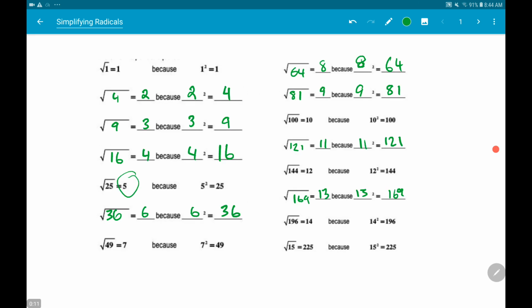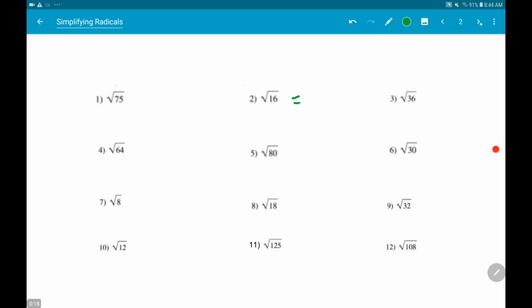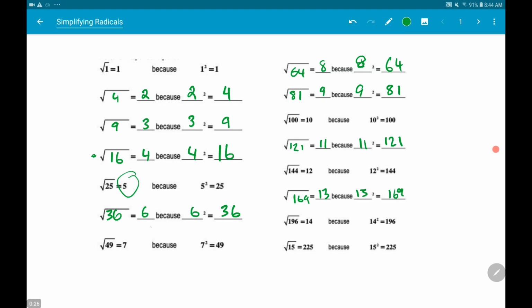So if we look back at our first page we should have completed, I can see here the square root of 16 is a perfect square. So straight away in its simplest form that's just going to be 4. But when we look at the square root of 75, if I look back here, square root of 75 doesn't appear here, which means it's going to come out to be a decimal. Now, we don't want decimals, we want to simplify this in its purest form.